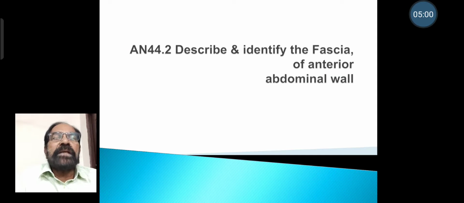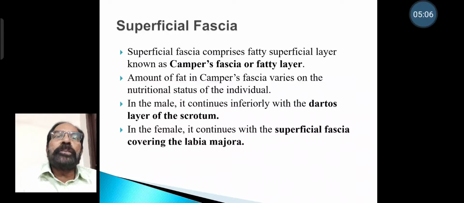Now we go on to describe another competency, that is fascia of the anterior abdominal wall. Superficial fascia comprises a fatty superficial layer known as the Camper fascia or fatty layer. The amount of fat in the Camper fascia varies with the nutritional status of the individual. In the male, it continues inferiorly with the dartos layer of the scrotum. In the female, it continues with the superficial fascia covering the labia majora.